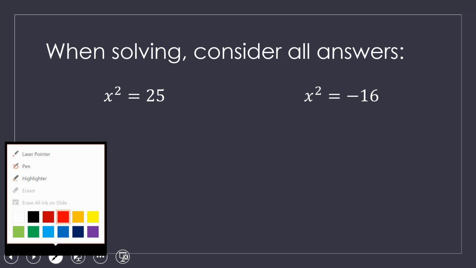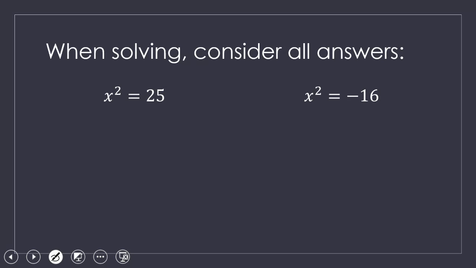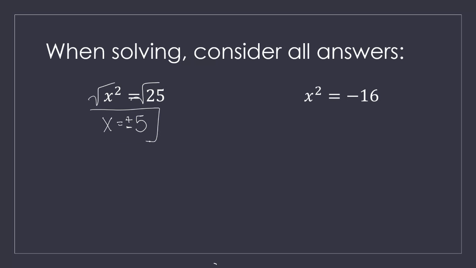Looking at this first one here, when we are solving, we want to make sure that we are considering any answers there are. So normally I would say, okay, x squared equals 25. I'm just going to square root both sides, and that means that I get x equals 5. However, remember that there are actually two numbers that can be squared to get 25. Positive 5 squared is 25, but negative 5 squared is also 25. So when you are solving, make sure that you're including both answers using that plus or minus sign.